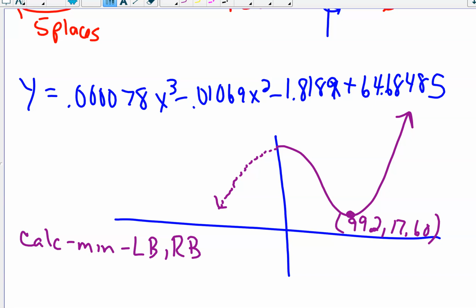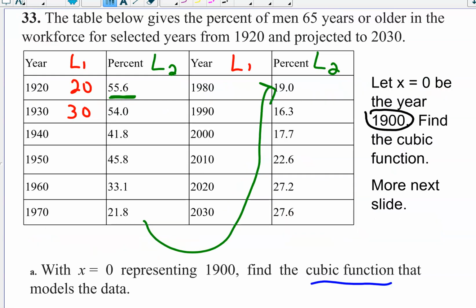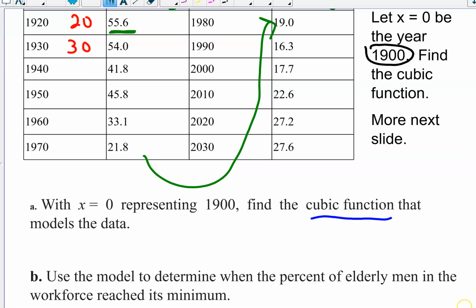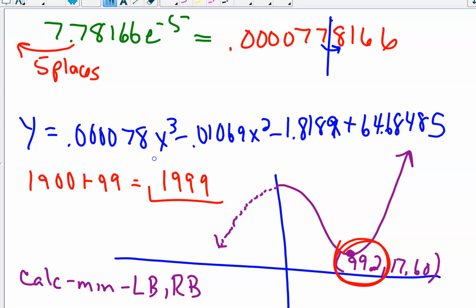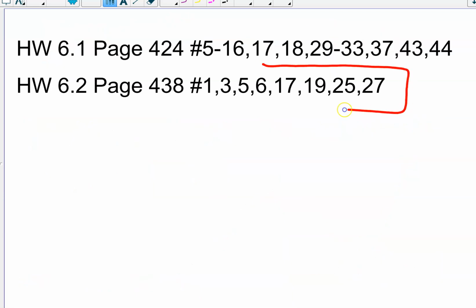And so I am trying to find when. So if I go back to this here, just so you can see this, it's asking me when, that's years. And years was the X. So I'm looking at this number right here. And if year 0 is 1900, I add 99, so this is within the 99th year, that's going to be year 1999. All right, here is your new homework, 6.2.